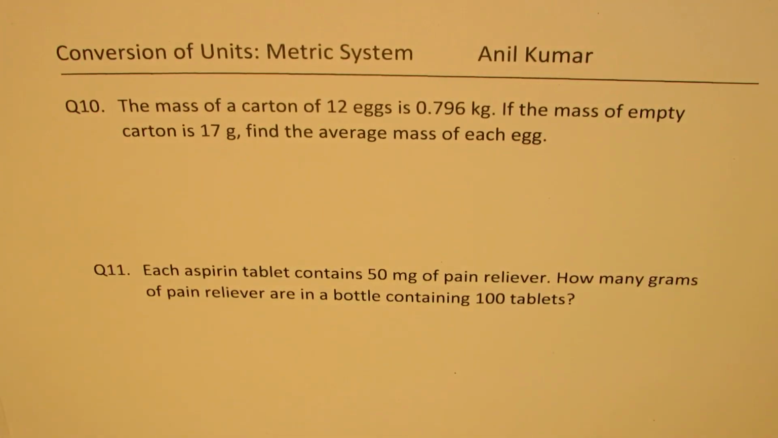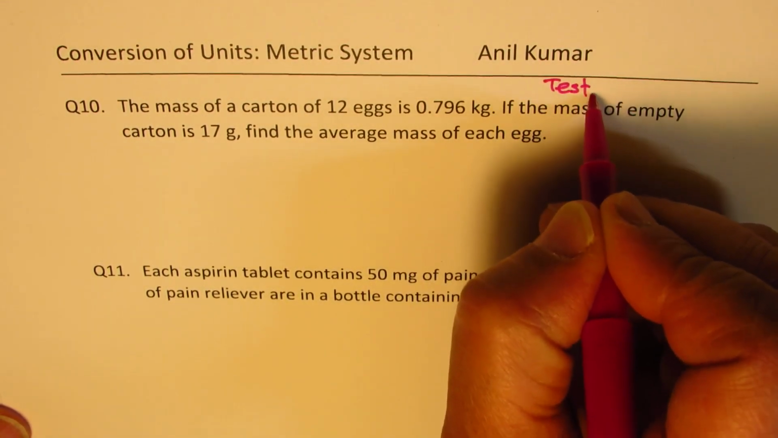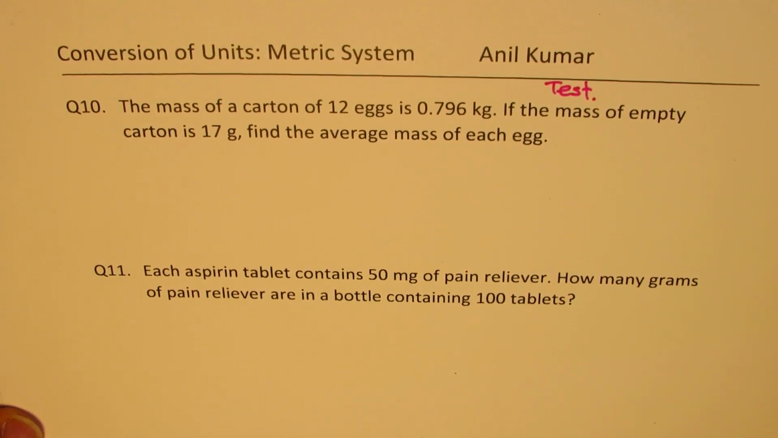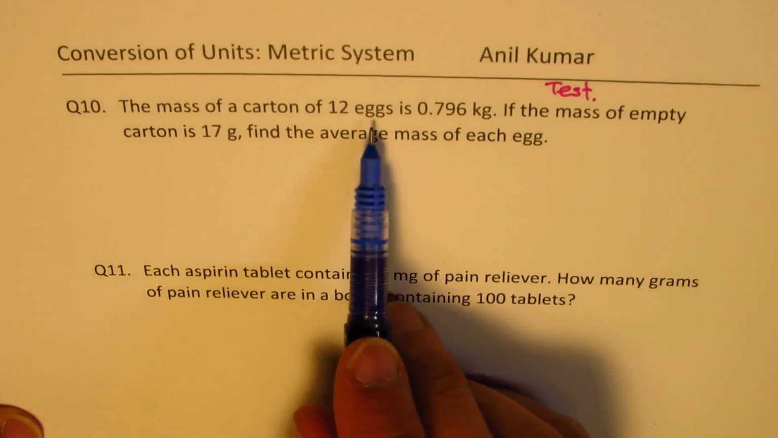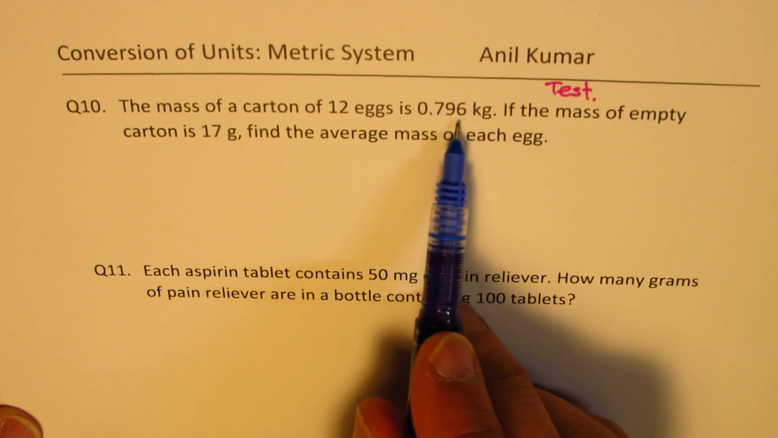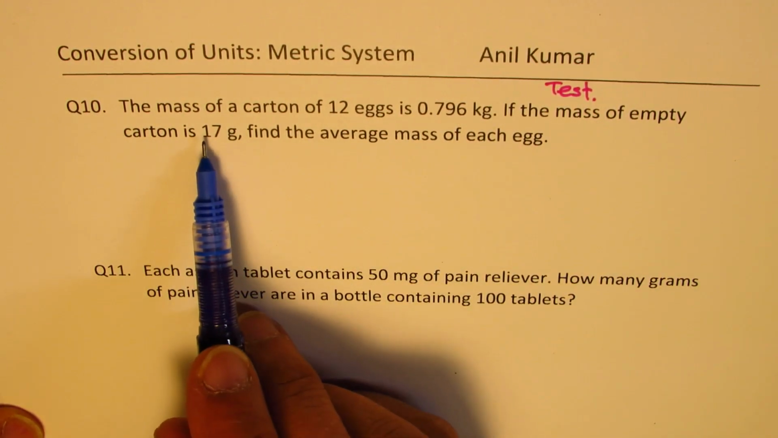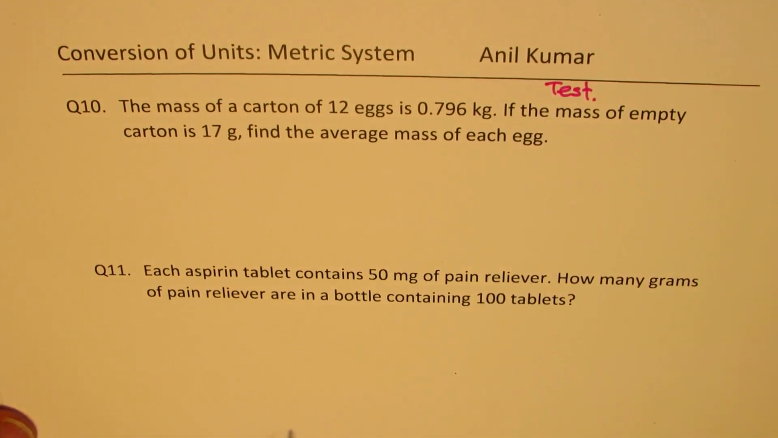Now, we are almost at the end. There are last 2 questions for you. I would like you to take these questions as a test problem, okay? So you can pause the video, copy these questions, solve, and then look into my suggestions. Question number 10. The mass of a carton of 12 eggs is 0.796 kilograms. If the mass of the empty carton is 17 grams, find the average mass of each egg.